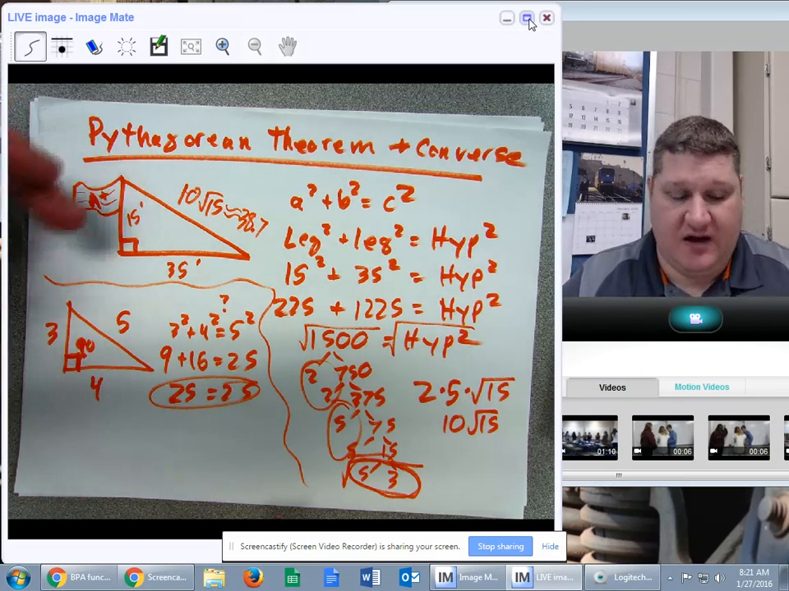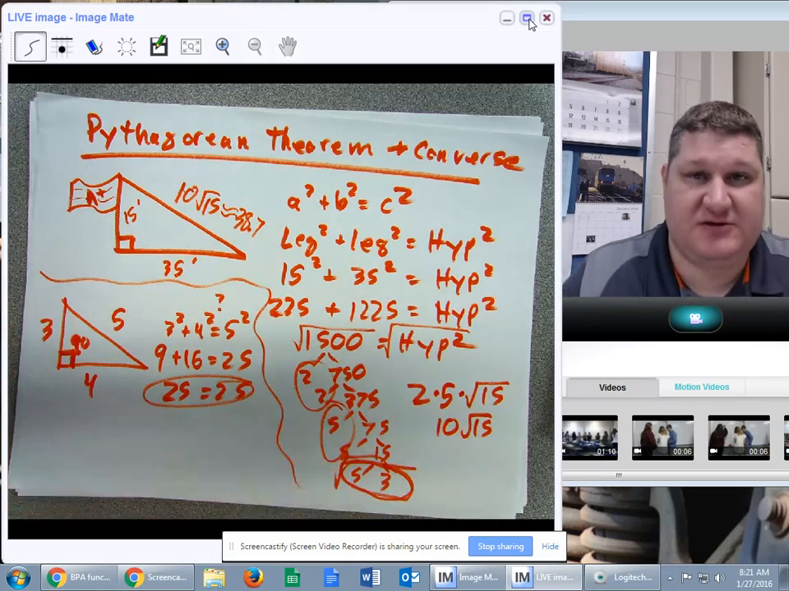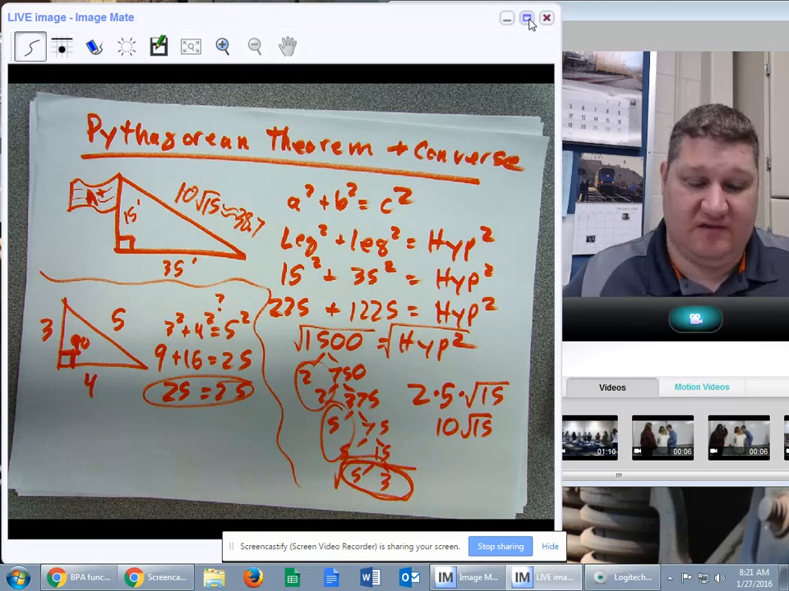So in this case, we know we have a 90. We can find a missing side. Here, we have 3 sides. Is it right? I don't know. Does it fit the Pythagorean theorem? If it does, it's right. If it doesn't, it's not right.